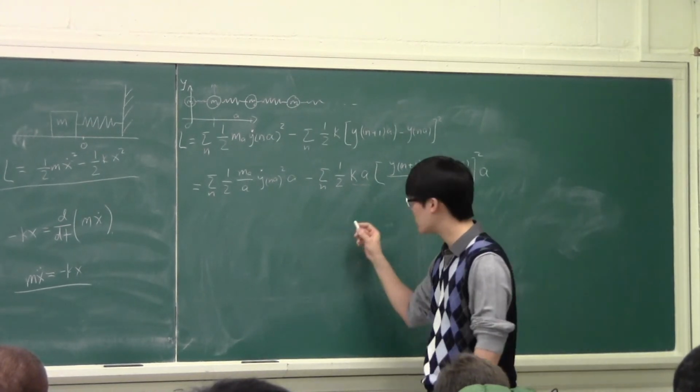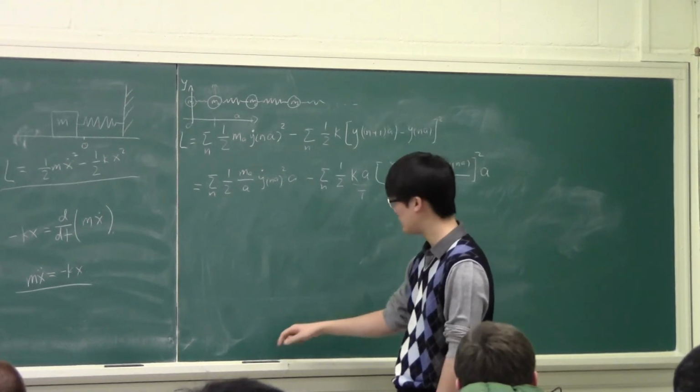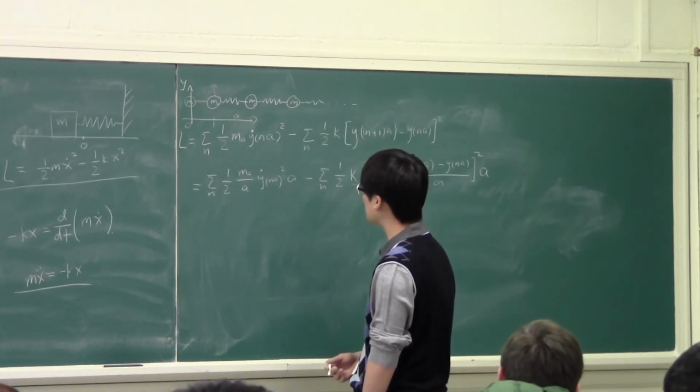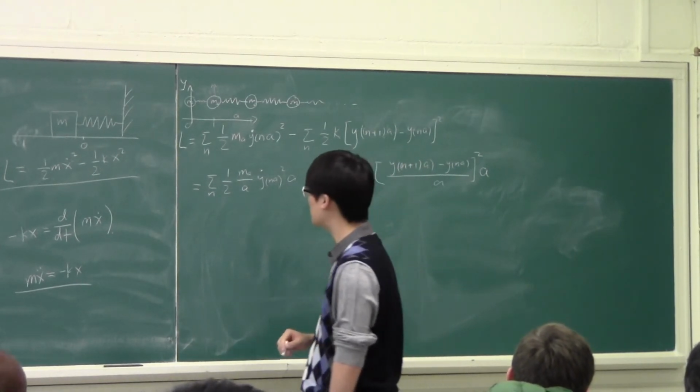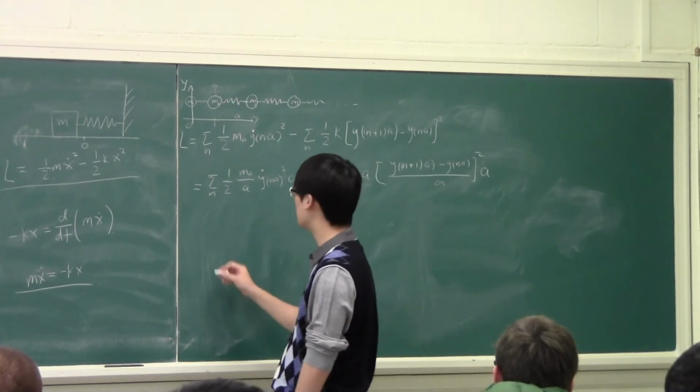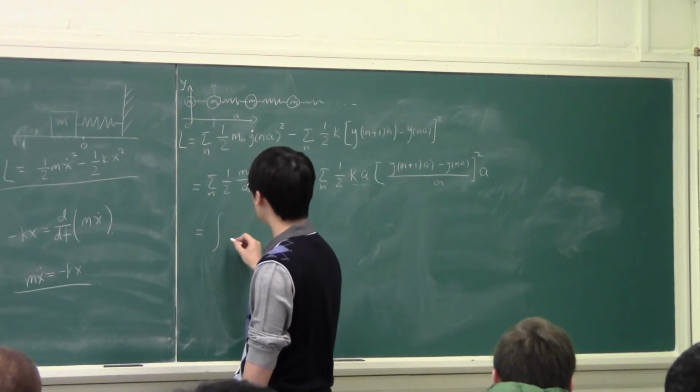And for a string, of course, we would call that the tension T. Okay. So now we can safely take the continuum limit for a approaching 0. This will give you the mass density. So now the sums turn into an integral.